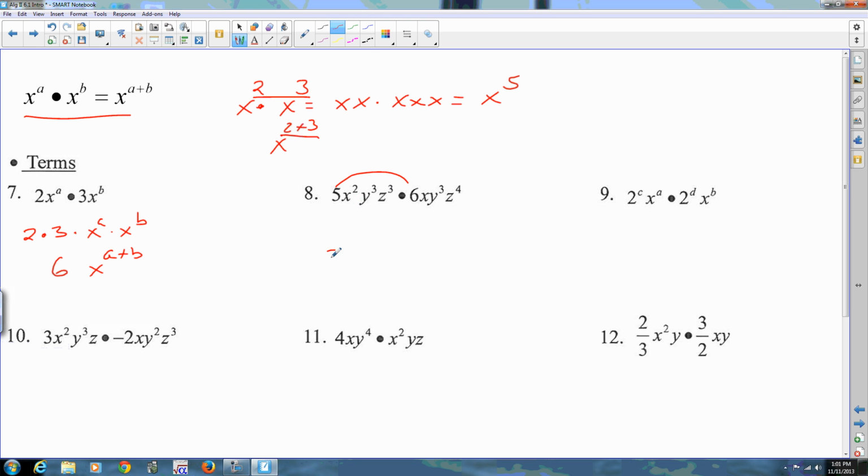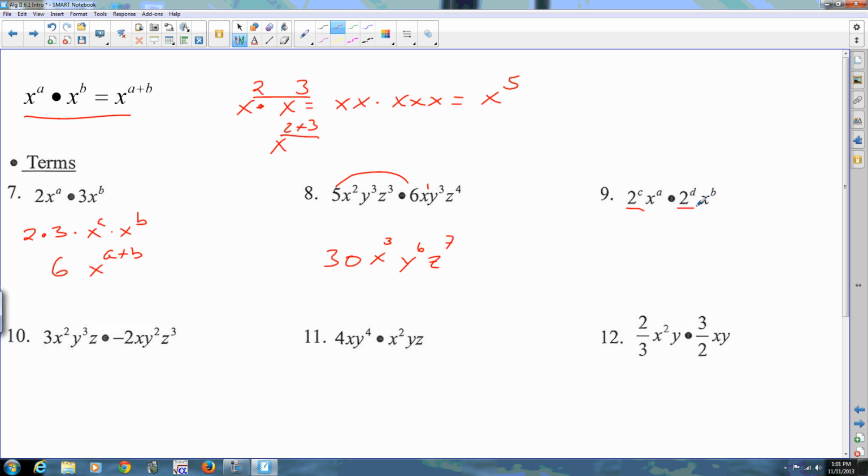5 times 6 is 30. X squared times x to the first, add them, so that's x cubed. Y to the third times y to the third would give you y to the sixth. I added them. Z to the third times z to the fourth, add them, and you get z to the seventh.